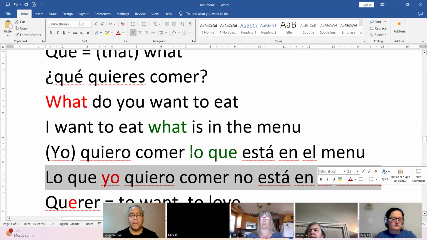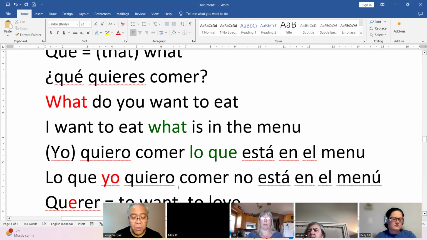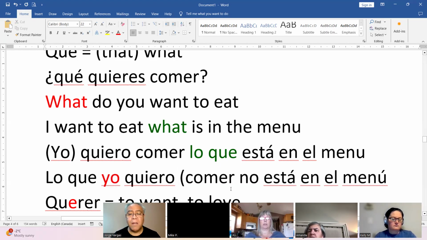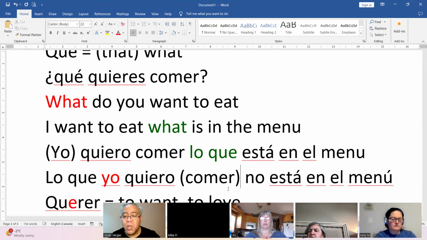Yeah, I was wondering, could we leave out comer? Lo que yo quiero. Oh, that's true, Amanda. Lo que yo quiero no está en el menú. Perfecto. Because it's understood. You already stated it at the beginning or the person asking you. And you know what? That would give you also a nice fluency. Lo que yo quiero no está en el menú. At the count of three, could we all say it without comer? One, two, three, go. Lo que quiero no está en el menú. Beautiful.